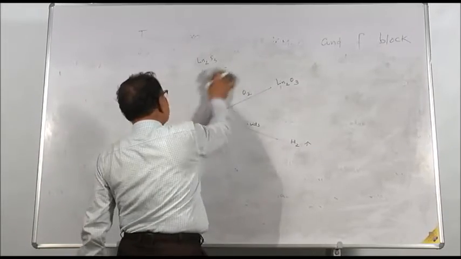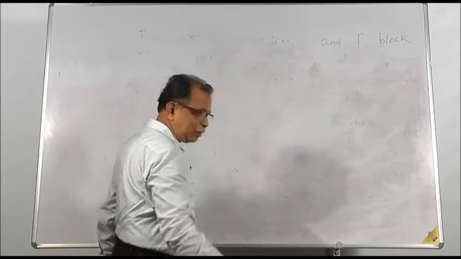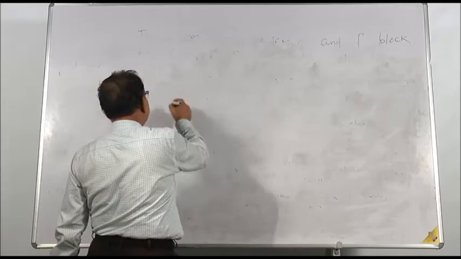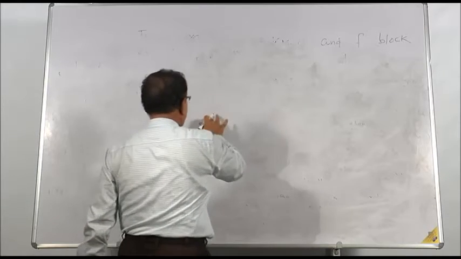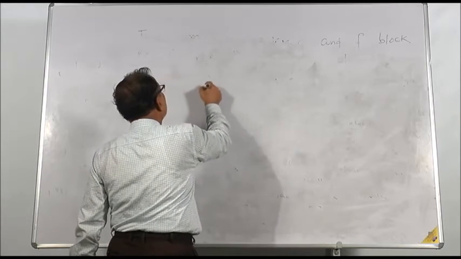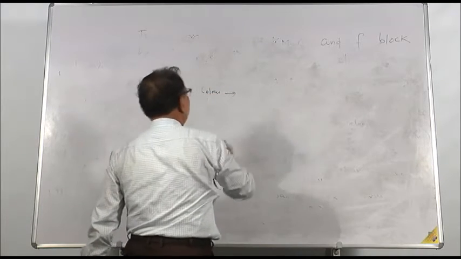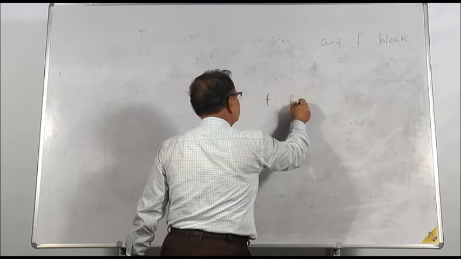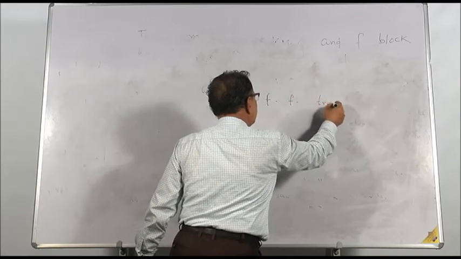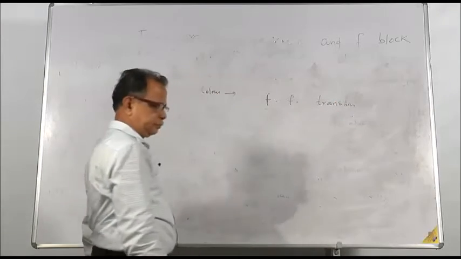In the d-block elements, the color of the elements is due to d-d transition. But here, the color of the inner transition elements, the lanthanides, we can explain by f-f transition. It is f-f transition, because there are partially filled f electrons.